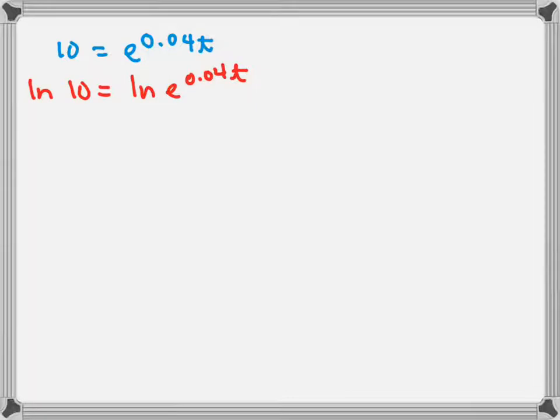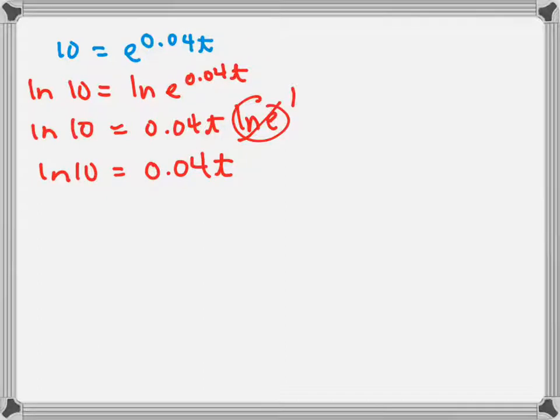We can take the log or natural log of both sides of this equation. We could have also just converted it to log form. Either way works. So the natural log of 10 equals the natural log of e to the 0.04 t. I'm going to use the log property that allows me to bring the exponent out in front. So the natural log of 10 equals 0.04 t times the natural log of e. The natural log of e simplifies to 1, so we have the natural log of 10 equals 0.04 t.